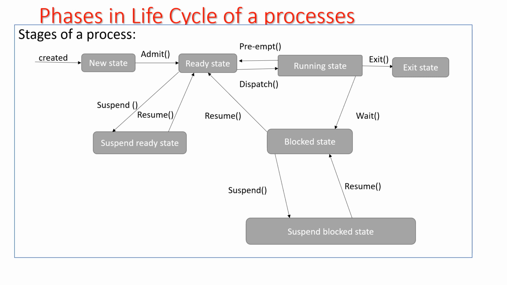And from the running state, if the process wants to perform some IO operation, it goes to the block state through the wait method. And after completion of the IO operation, it again goes to the ready state. Then if the block state is full, some of the processes are transferred to the suspend block state by the suspend method, and when the block state has some space, then again it resumes or reschedules the process into the block state. The same case happens when the ready state is full. Some of the processes are transferred to the suspend ready state, and when the ready state has some space, then again the suspended processes from the suspend ready state are transferred to the ready state, to the main memory.